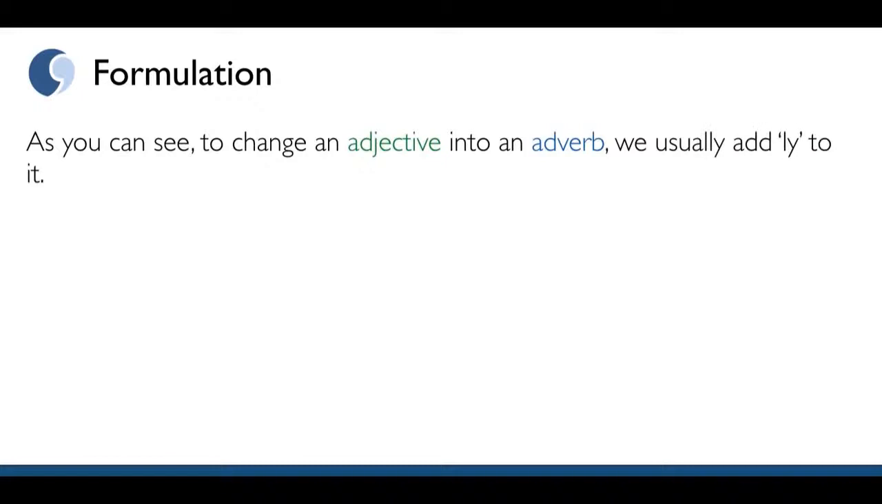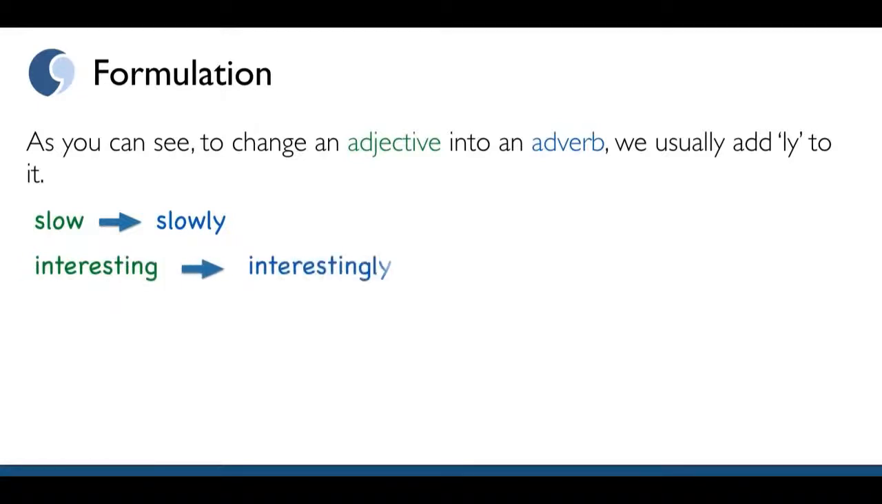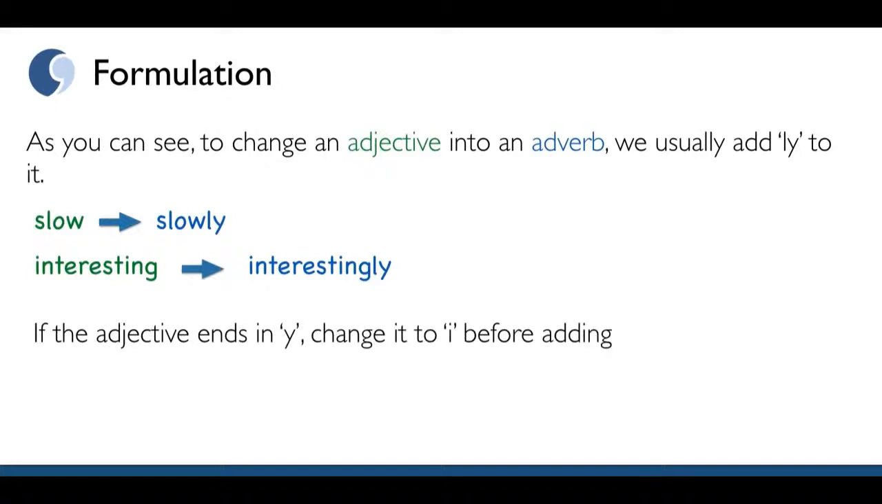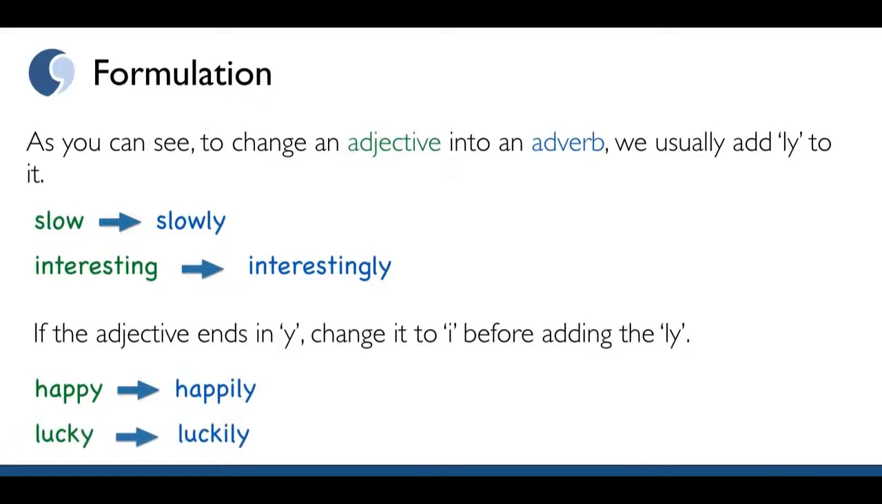Right, let's have a quick look at formulation. As you can see, to change an adjective into an adverb, we usually add ly to it. For example, slow becomes slowly. Interesting becomes interestingly. If the adjective ends in y, change it to i before adding the ly. For example, happy, happily. Or lucky, luckily.